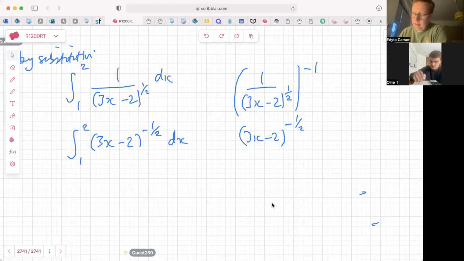So normally we say let u equals 3x minus 2. Okay, so that changes the integral to u to the minus 1/2, which is a lot easier to integrate. But there's a problem. We can't just go and integrate that. What else do we need to change?